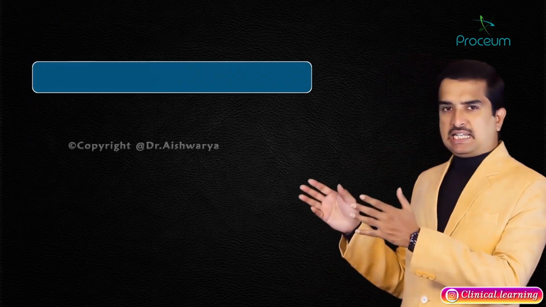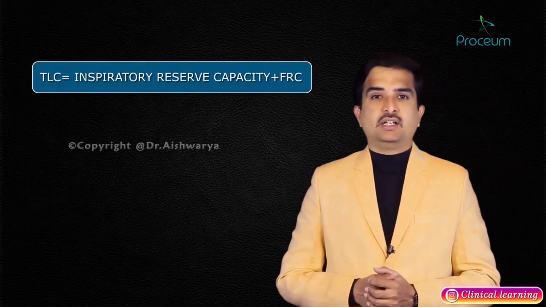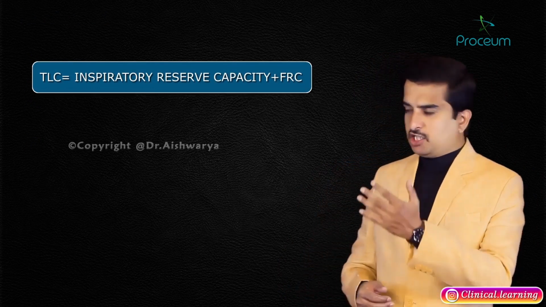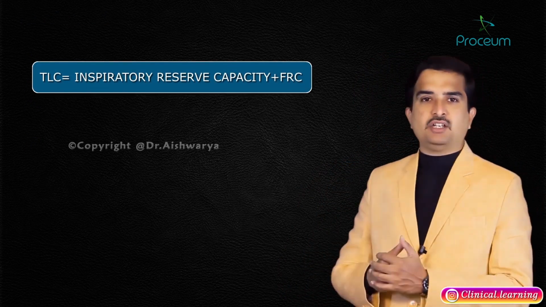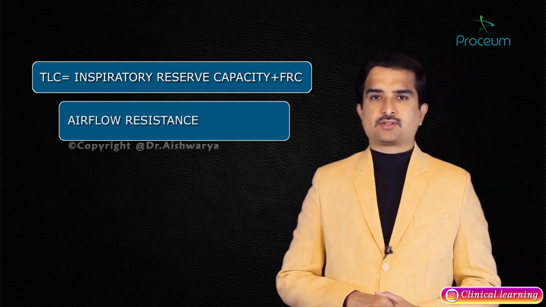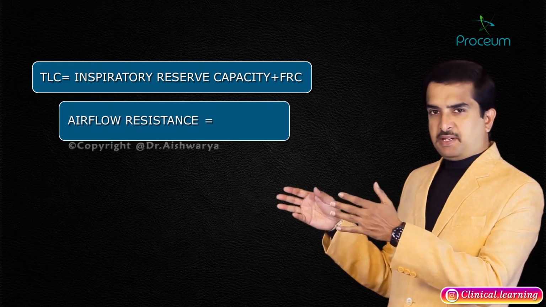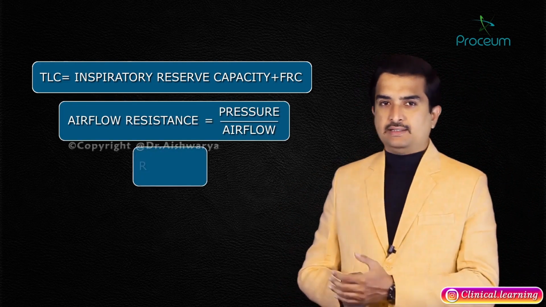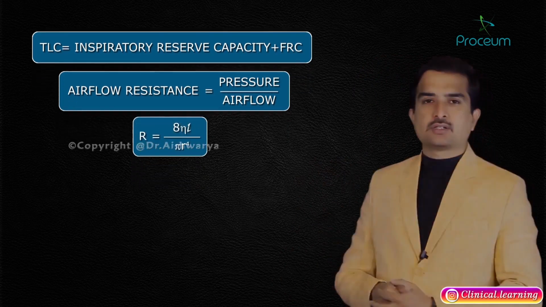And what is the total lung capacity? We know this. It is the inspiratory reserve capacity plus FRC, and the inspiratory reserve capacity can be determined by spirometry. Next is airflow resistance. The resistance can be calculated as pressure divided by airflow, and this is the formula for resistance.